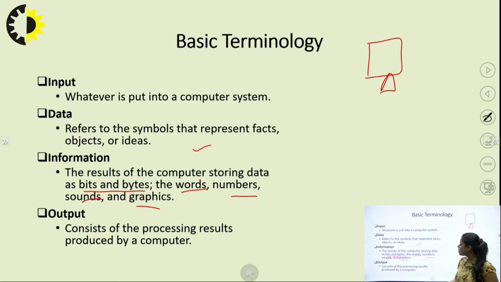And in the last we have the output. What is output? Output basically consists of the processing result produced by the computer. Means after having some data input, the system has processed all the data and returned some information or data in output form. Whatever it returns to us is the output.